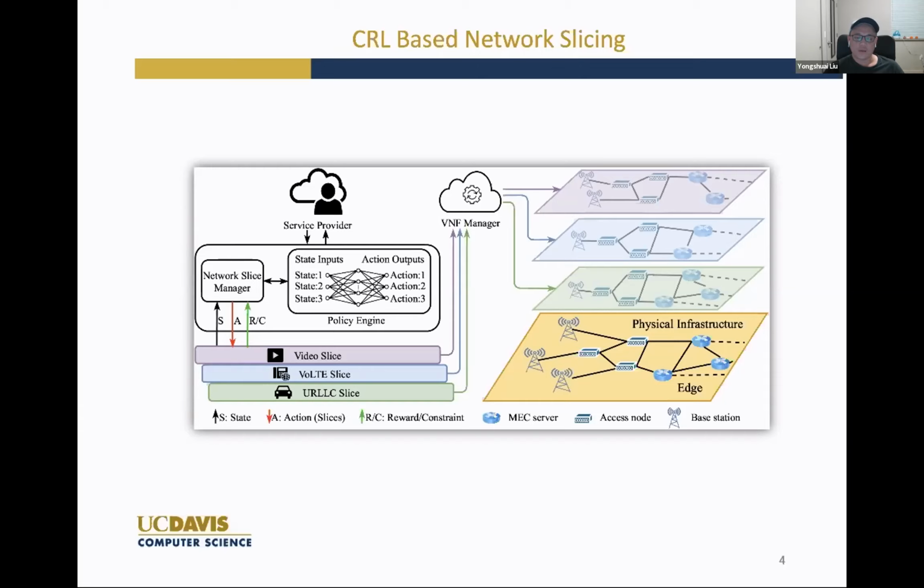So we may know that for a typical reinforcement learning problem, the goal is to maximize the reward. However, in the real network slicing problem, in addition to maximizing the reward, we also need to satisfy certain constraints. To satisfy those constraints, we formulate the network slicing problem as a constrained Markov decision process.